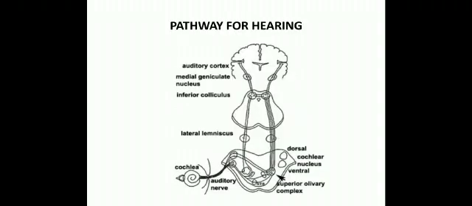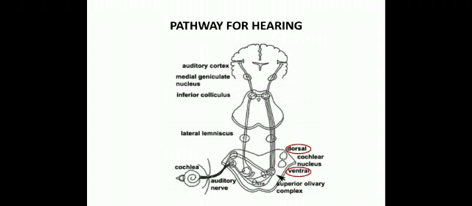So, now the pathway for hearing, that is the auditory pathway. The first neurons of the pathway are located in the spiral ganglion. They are bipolar. Their peripheral processes innervate the organ of Corti, while the central processes terminate in the dorsal and the ventral cochlear nuclei. So, here you can observe the dorsal and the ventral cochlear nuclei. The second neurons lie in the dorsal and ventral cochlear nuclei.